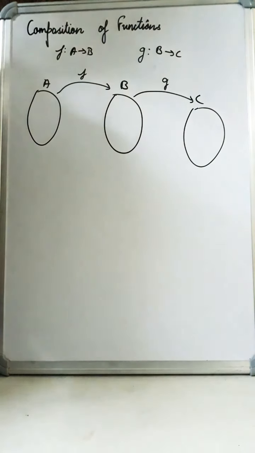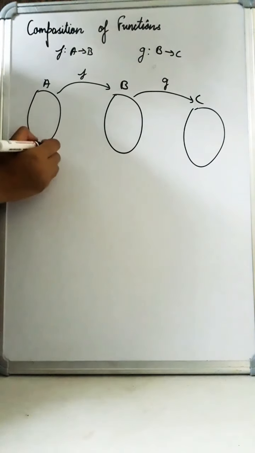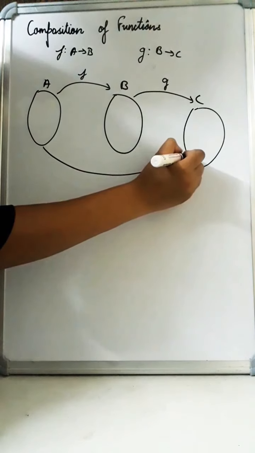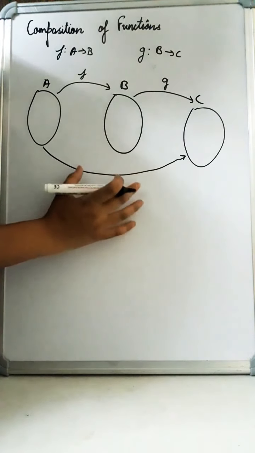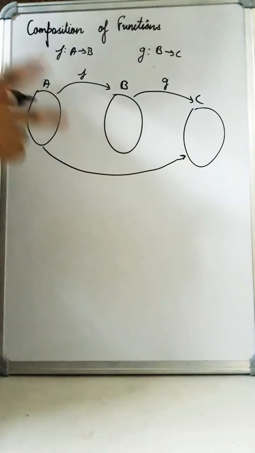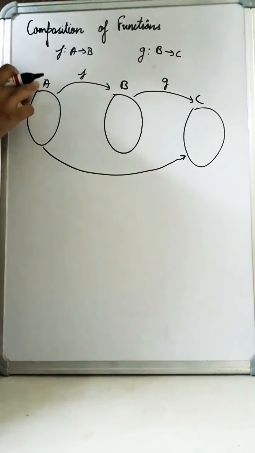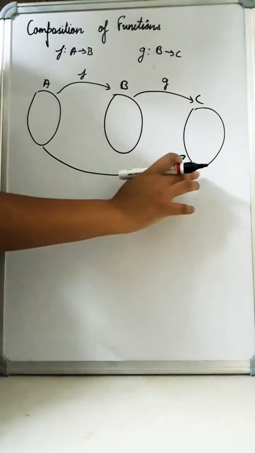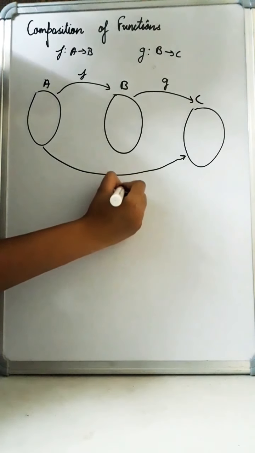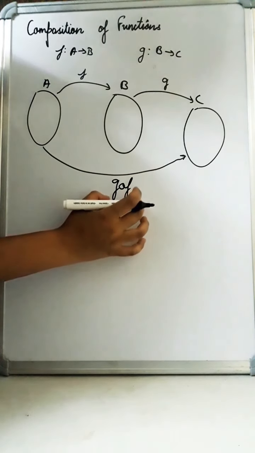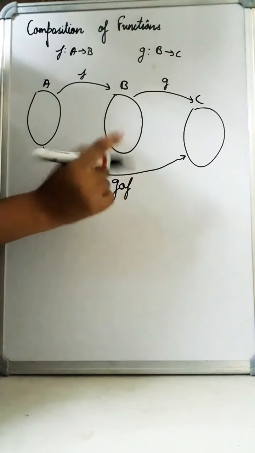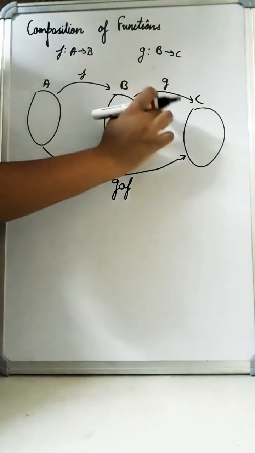Now suppose we have to find a function that is mapped from A to C directly. This function is now called the composition of two functions. What two functions? f and g. Now if we have to find a mapping that goes directly from A to C, denoted by g of f, this g of f function is called the composition of two functions f and g.